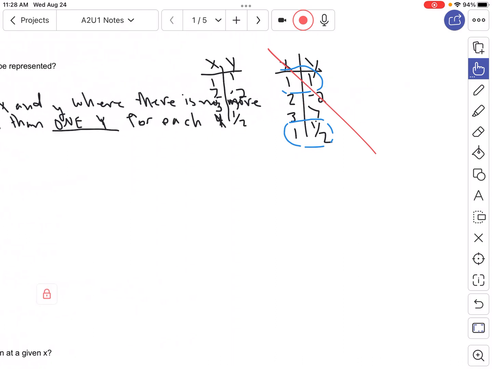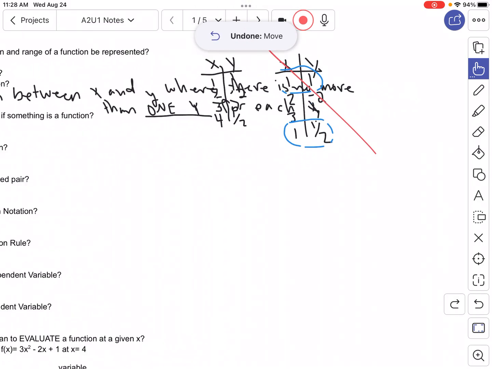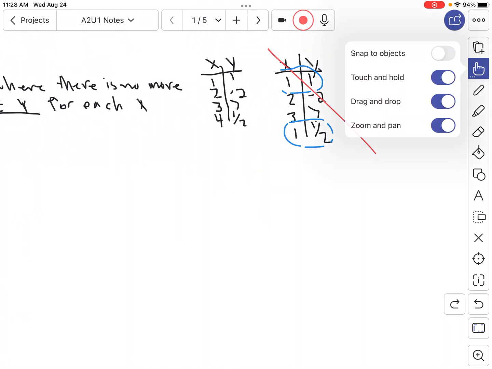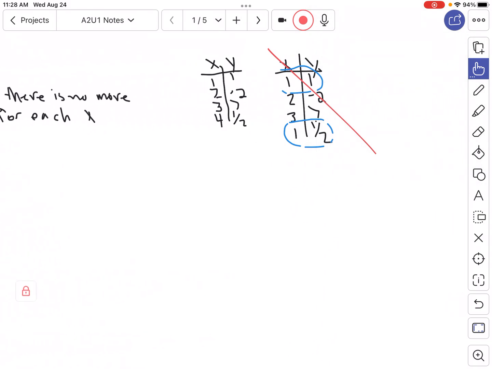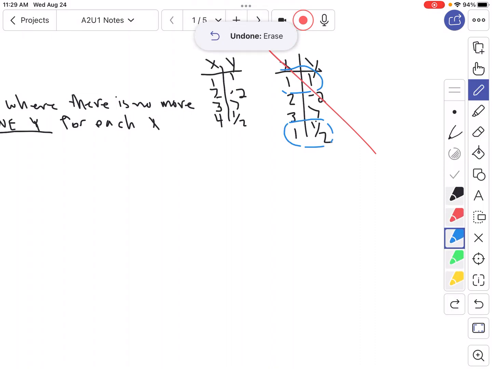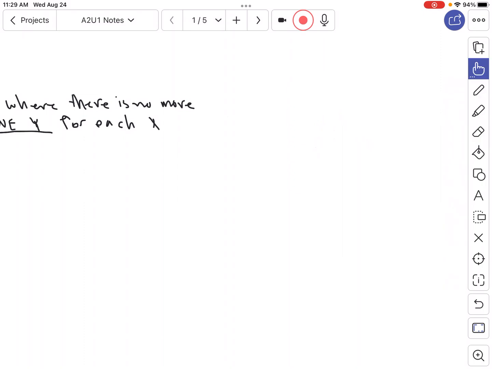That's interesting. I don't know why that did that. There we go. I don't know why it's doing that. Let's go ahead and erase that. Forgive my technological issues. Still learning this stuff. Okay.